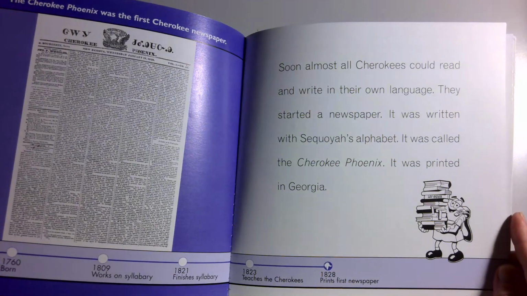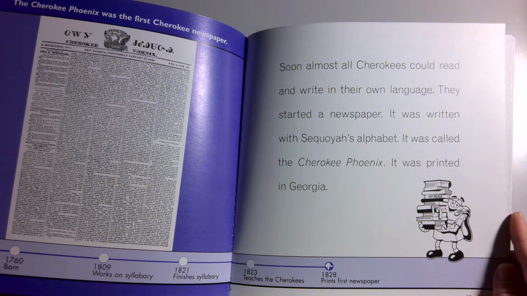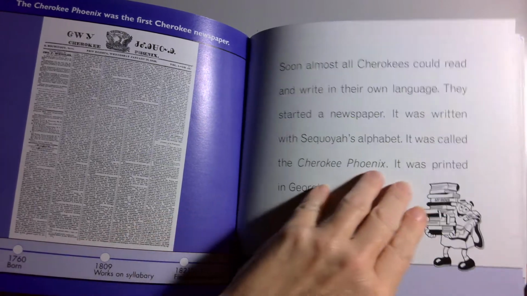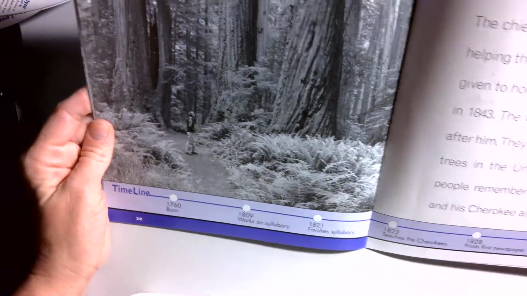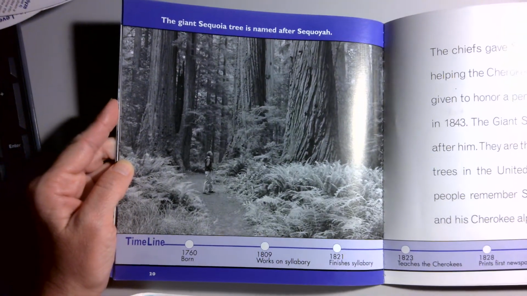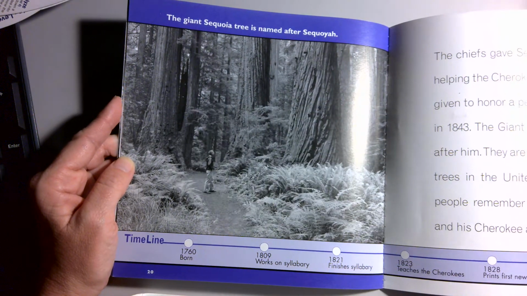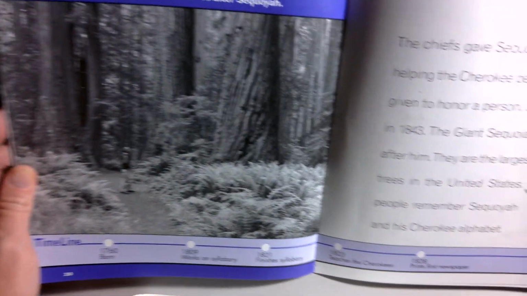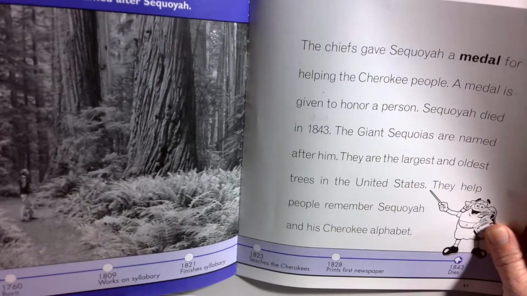Soon, almost all Cherokees could read and write in their own language. They started a newspaper. It was written with Sequoyah's alphabet. It was called the Cherokee Phoenix, and it was printed in Georgia. And this is a picture of trees, and I see a person standing next to these huge trees. It says the giant sequoia tree is named after Sequoyah. And I've got a new date here on my timeline where he dies in 1843.